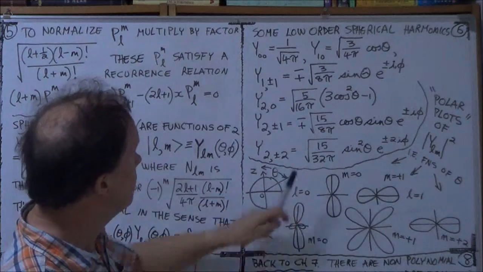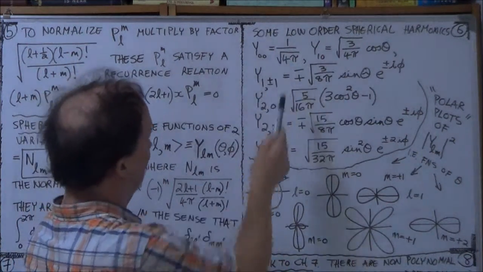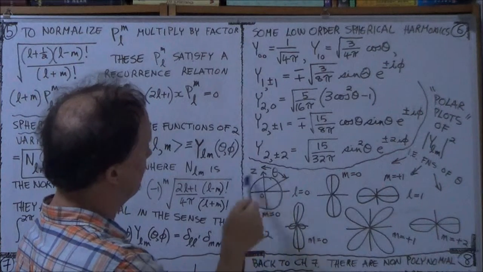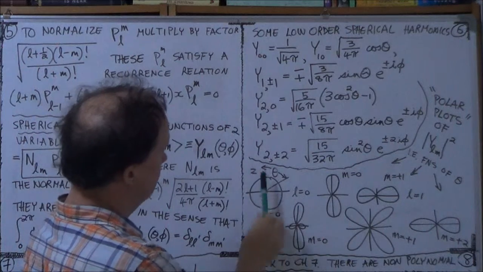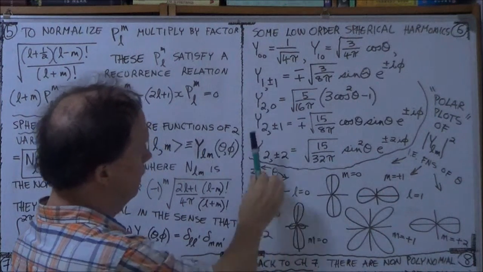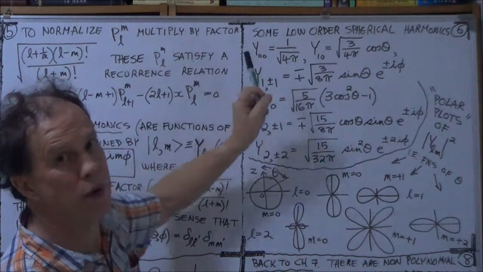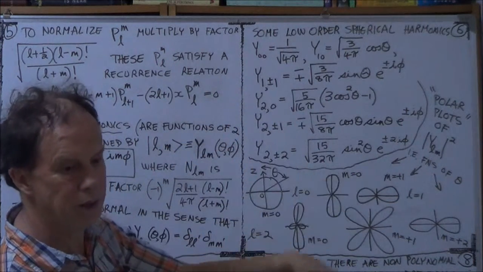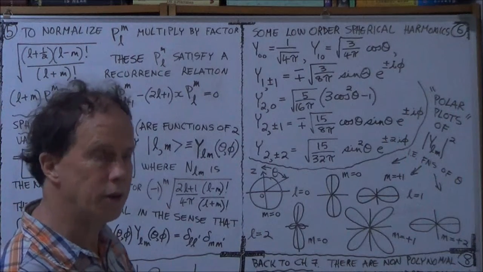Okay, so here it was just a constant, right? So just a circle. Here's your z-axis. So depending on your m, remember what m is? M is the eigenvalue for the z component of your angular momentum.